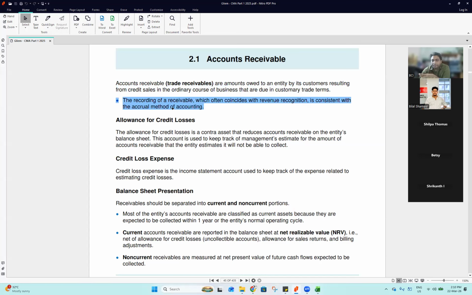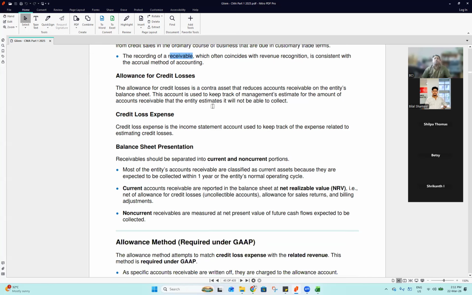Clear? Now, the recording of receivables, which often coincides with revenue recognition, is consistent with the accrual method of accounting. If you're following a cash basis of accounting, you will never have trade receivables in your books. Correct? So you have trade receivables only because you are following the accrual method of accounting. And because of the accrual method, revenue recognition is also connected to the receivables. You can't record any receivables without any sales. Correct? Then coming to the allowance for credit losses.